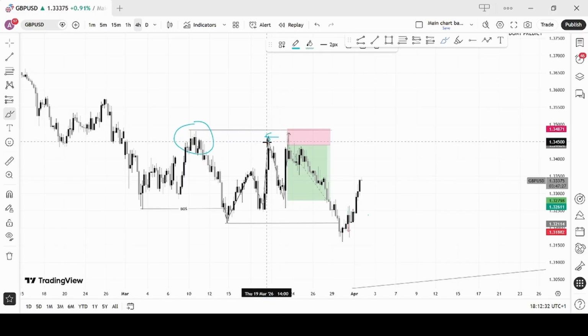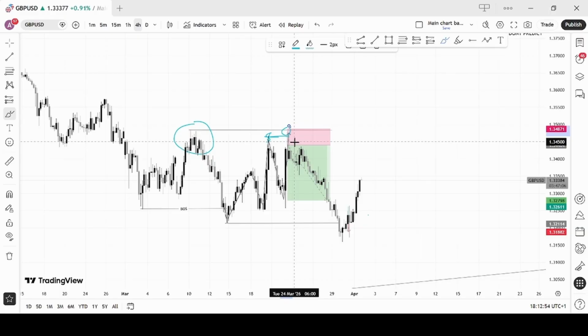As you can see, it takes out this high, making the inducements. A lot of the retail traders hit their stop losses. The big boys, the banks, everybody entered the market, and then eventually we started going down. And as you can see, the market is a little bit choppy, and then slowly but surely goes down, goes down.